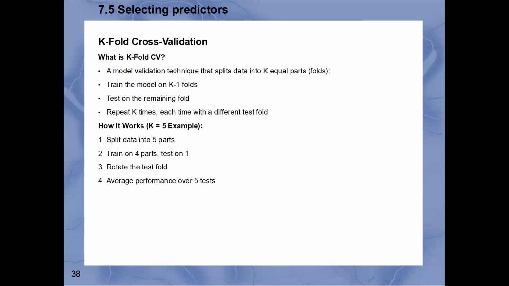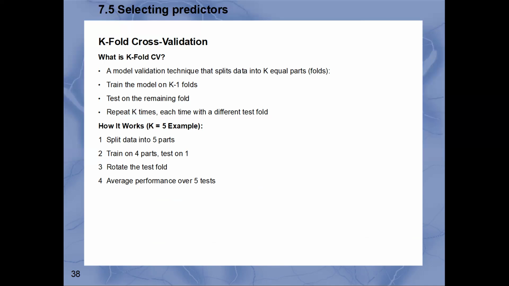So k-fold validation, what is it? It's a model validation technique that splits the data into k equal parts or folds. And then you train the model on all of the parts except for one. And then you create your model, and then you test the model on the remaining one that you didn't include. And then you repeat it k times, each time with a different test fold.